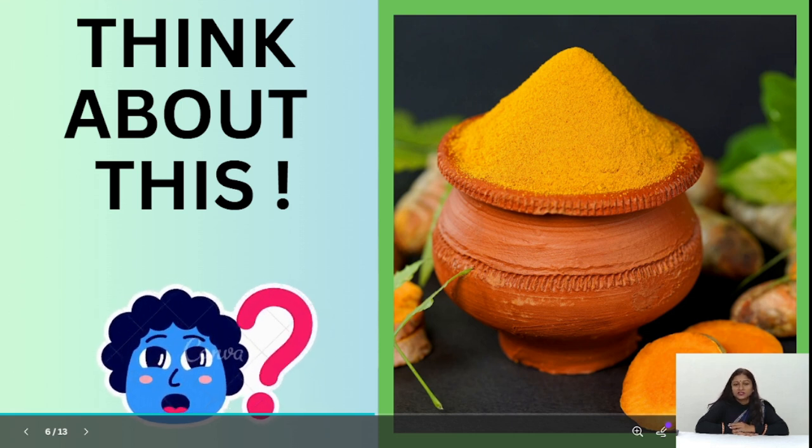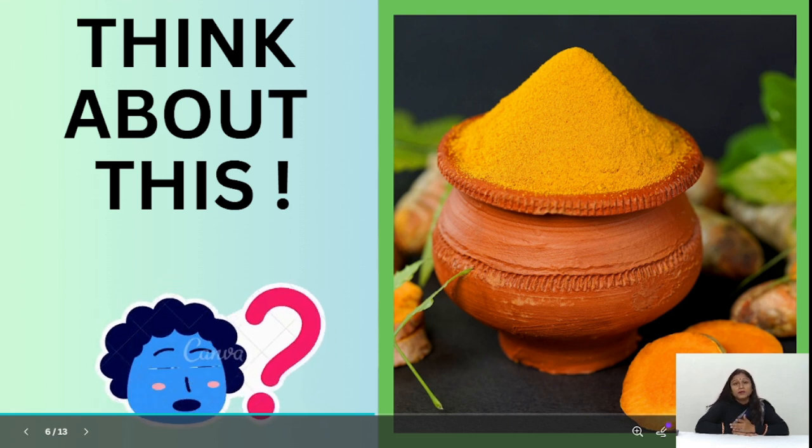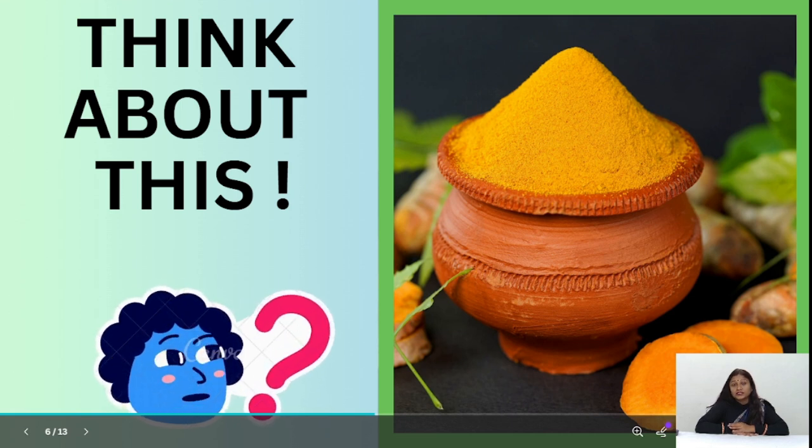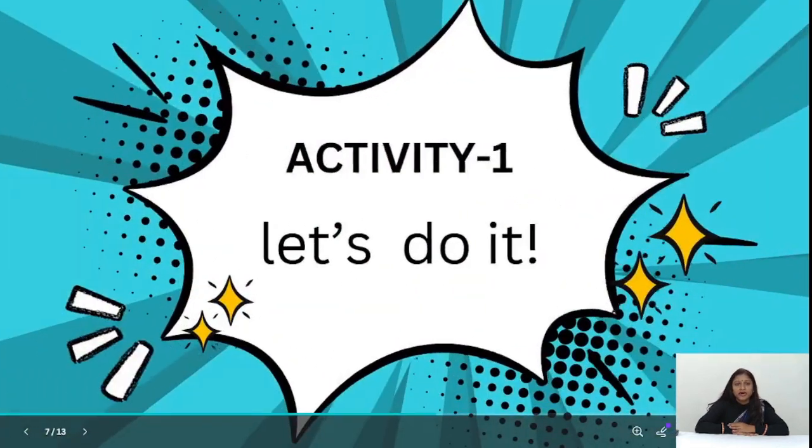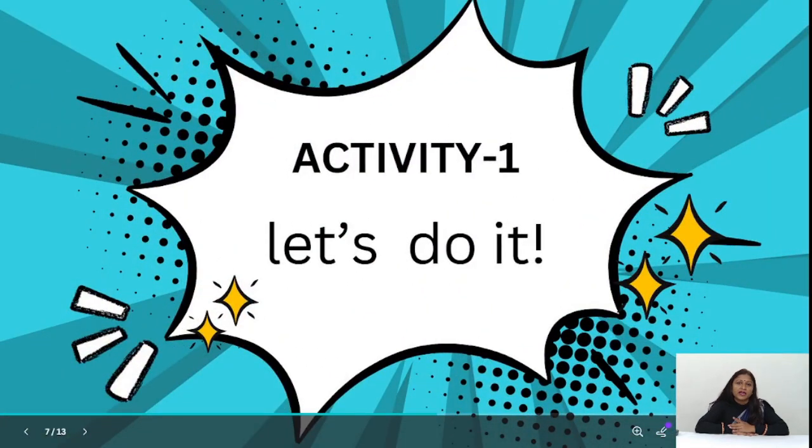Let me show you one activity. With the help of that, you are able to find out how this turmeric is acting as a natural indicator to test which one is acid and which one is base. So, let's do an activity to prove that turmeric acts as a natural indicator which helps in identifying which solution is acid and which one is base. So here I have one test tube in which I am having a soap solution, while in the other test tube I am having lemon solution.